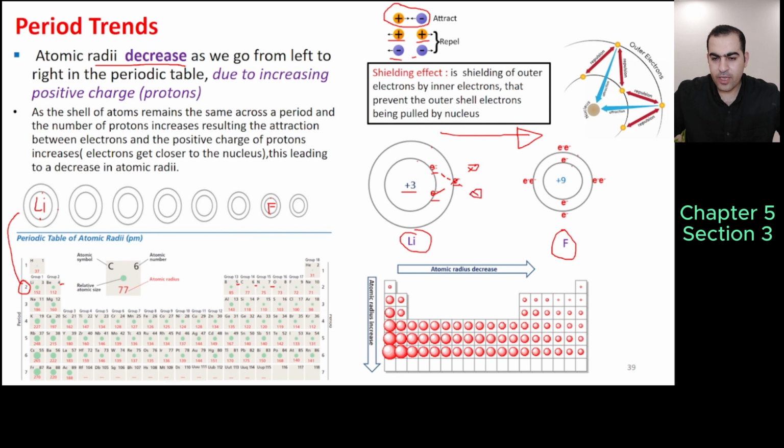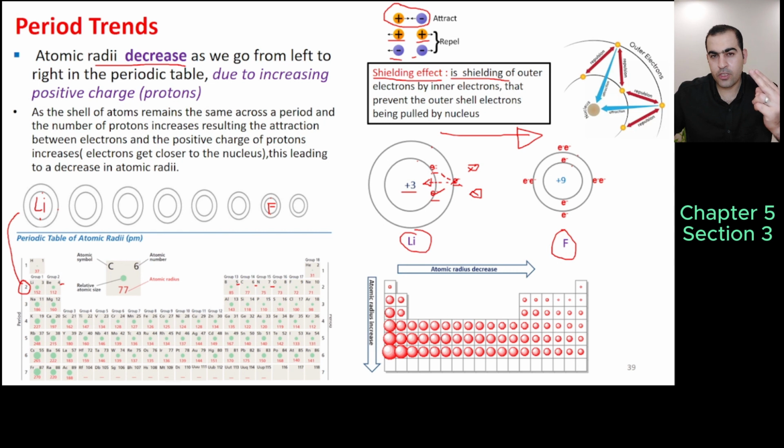And these electrons, the inner electrons, do not let the nucleus attract the outer electrons. At this time, the inner electrons shield, they prevent the outer electrons from being pulled by the nucleus. Inner electrons make the shielding effect. Shielding effect means shielding of outer electrons by inner electrons. Inner electrons repel outer electrons, so there is a repulsion and there is attraction. We know that attraction is more than the repulsion here.